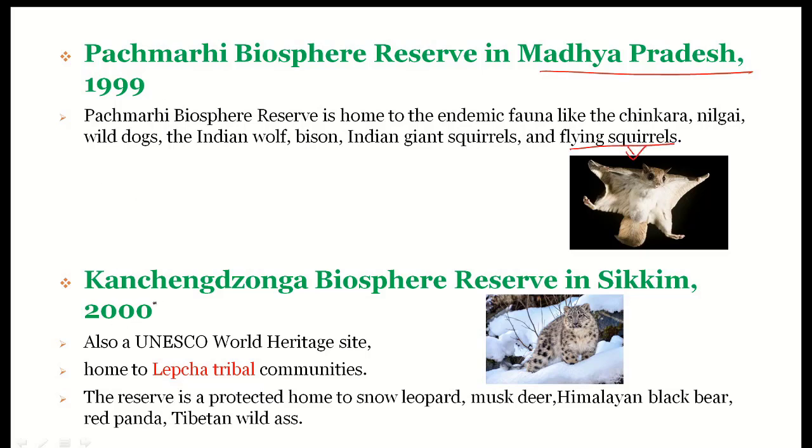So next comes Kanchenjunga Biosphere Reserve, which is in Sikkim. It was established in 2000, and it's also a UNESCO World Heritage Site. It protects tribal populations like the Lepcha tribe, and it's a home for musk deer, snow leopards and Tibetan wild ass.